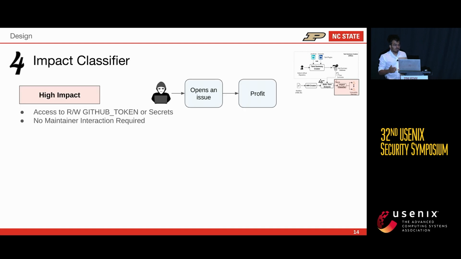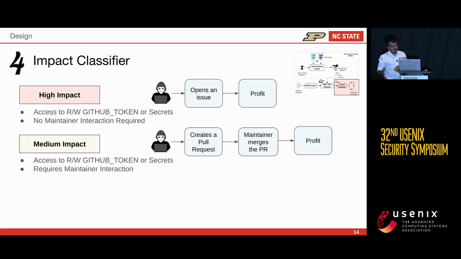So the high impact vulnerabilities are vulnerabilities where the attacker can exploit them and then use them to leak a GitHub token with write permissions or maybe some confidential secret that the developer had in the workflow. These allow the attacker to basically either commit code back into the repository or misuse those secrets. An example is a workflow that runs on issue creation. The attacker can simply open an issue and run the workflow and exfiltrate secrets.